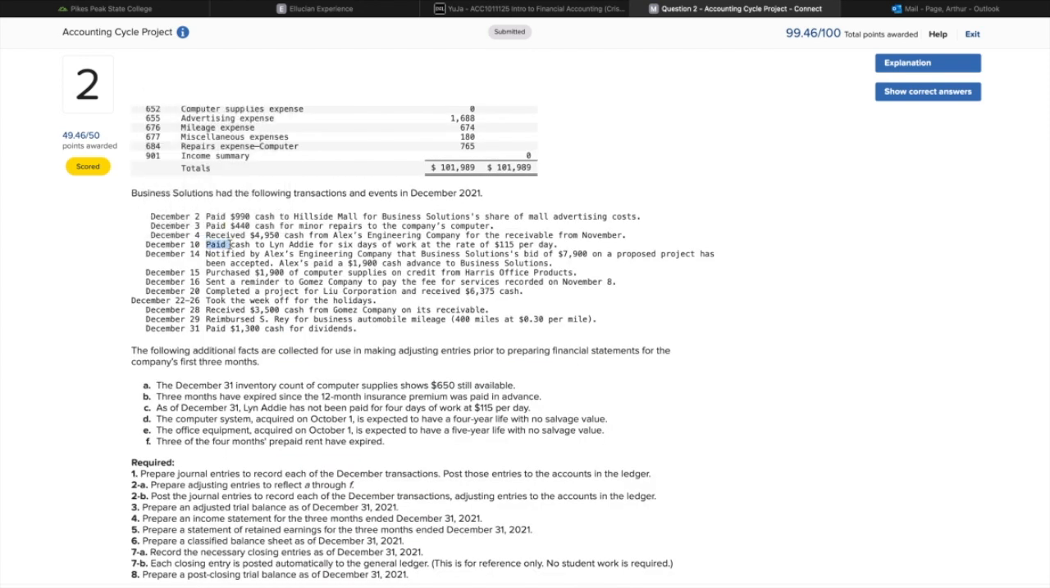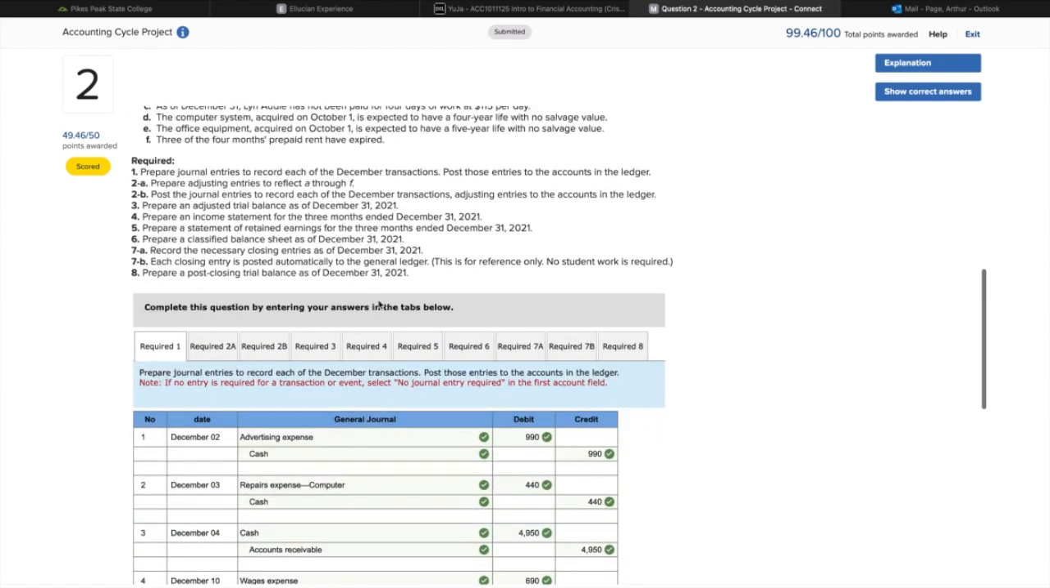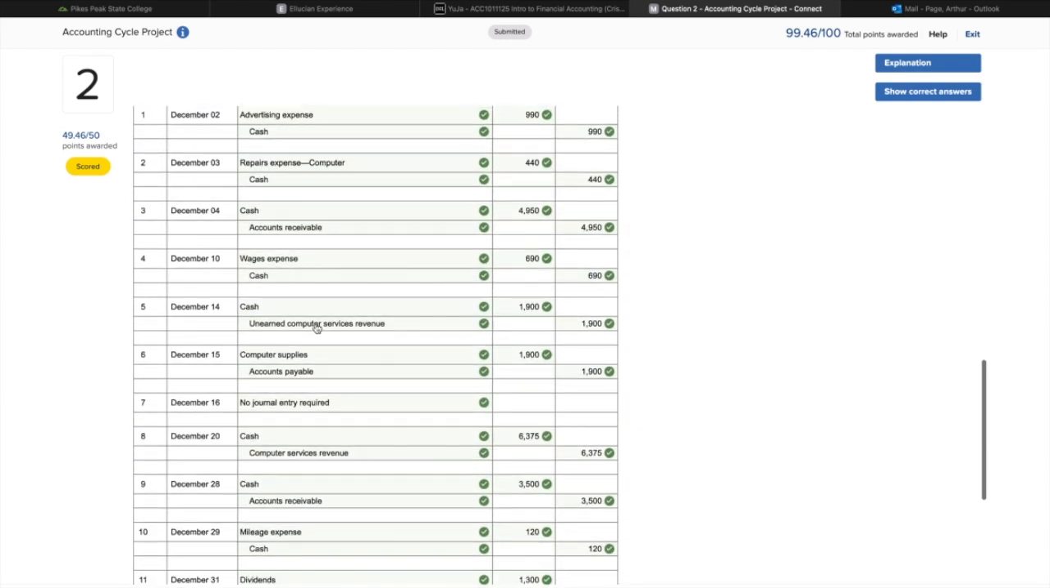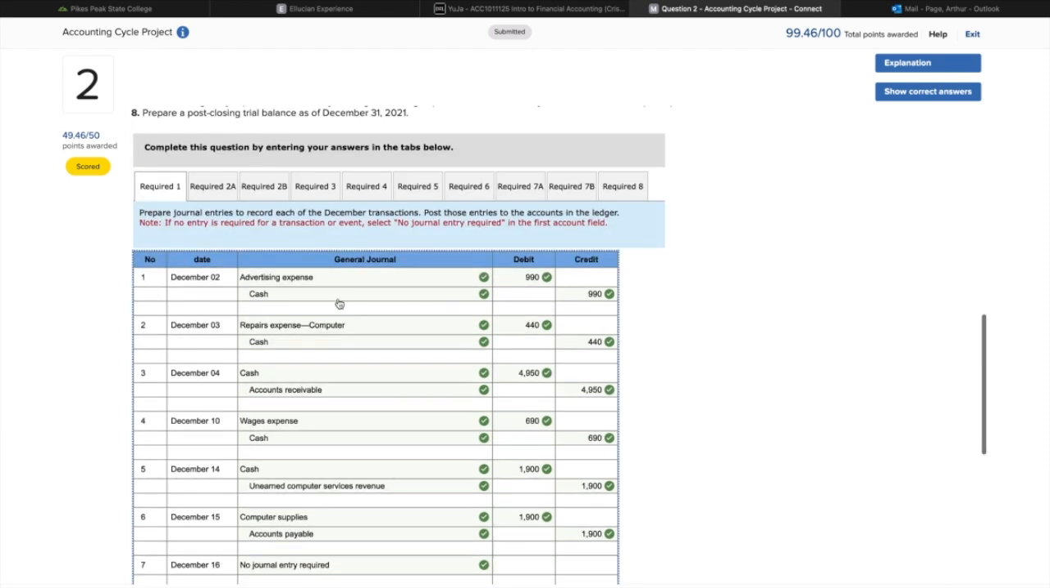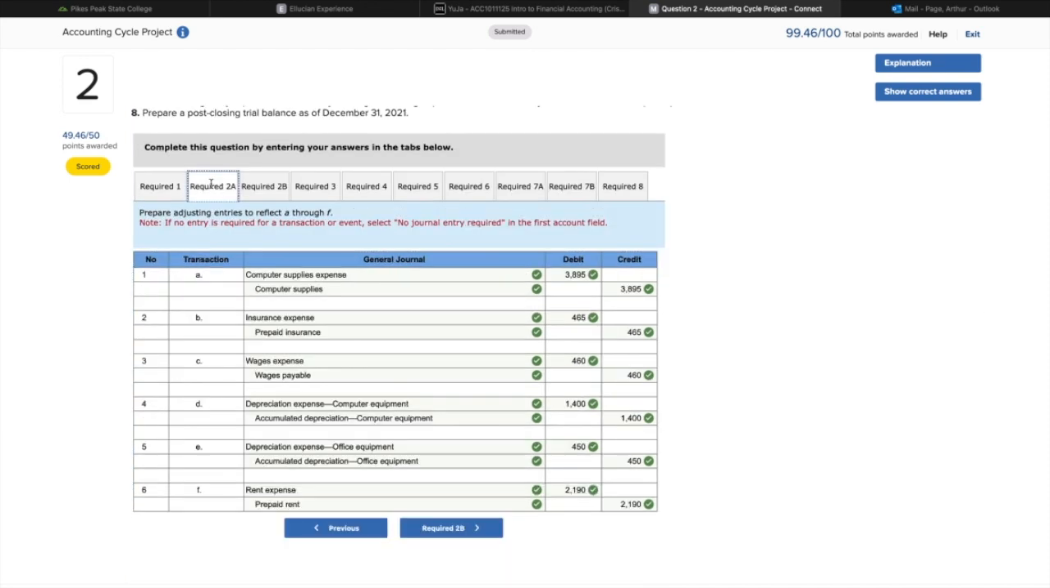December 10th, we paid cash to our employee at a rate of $115 per day. So I multiplied 115 times 6 to get $690. So we're going to debit the wages expense. We are increasing that expense. And then we are going to credit cash since that's going down. Everything remains in balance. That's the general journal on part two.